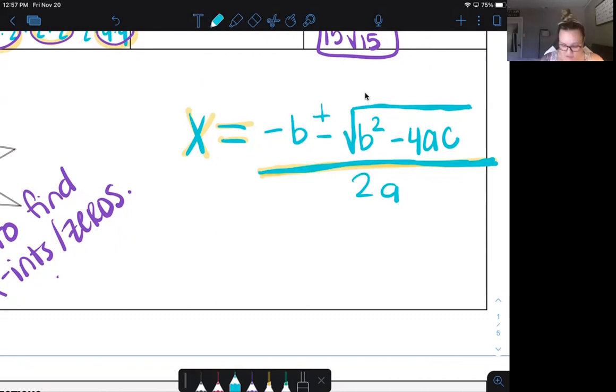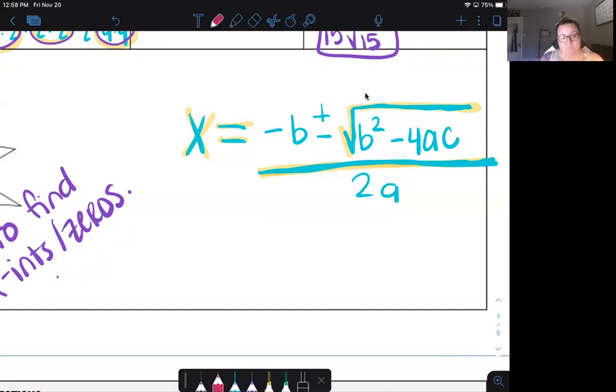Then you also need to make sure that this square root bar extends all the way across and includes all of b squared minus 4ac. And you want to make sure that happens as we show our work as well. So the quadratic formula is x equals negative b plus or minus the square root of b squared minus 4ac all over 2a.